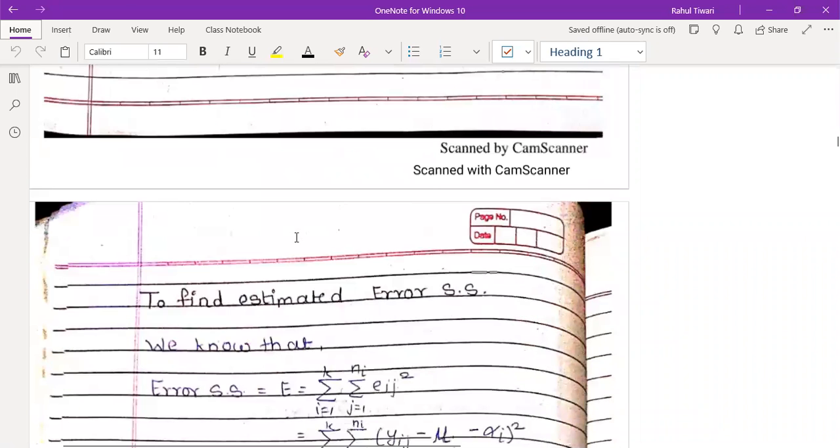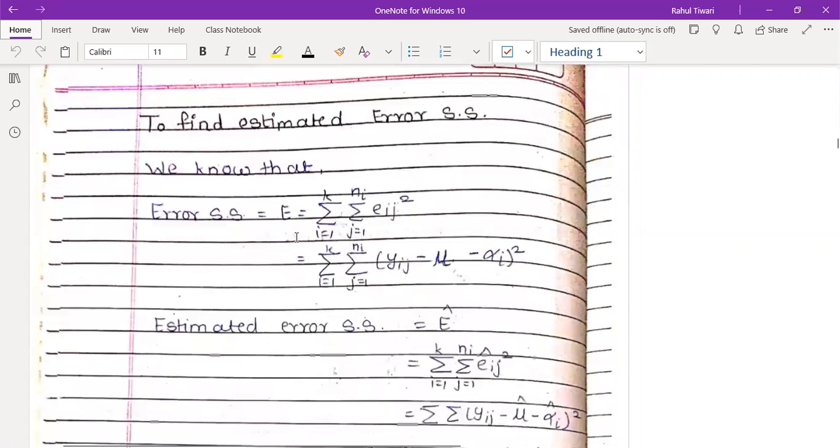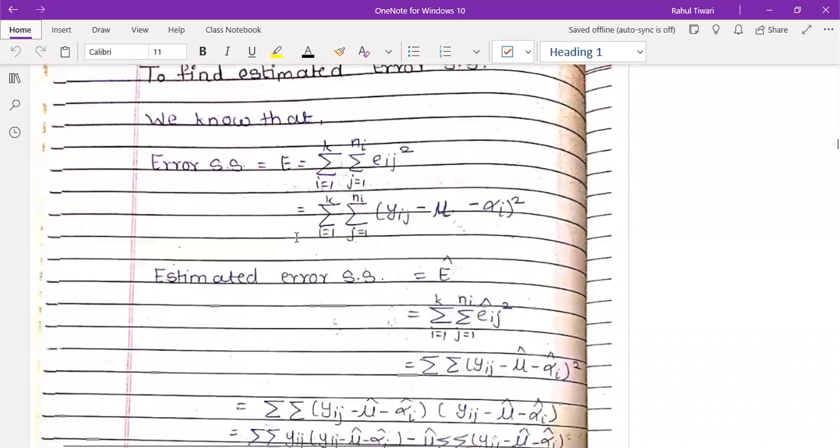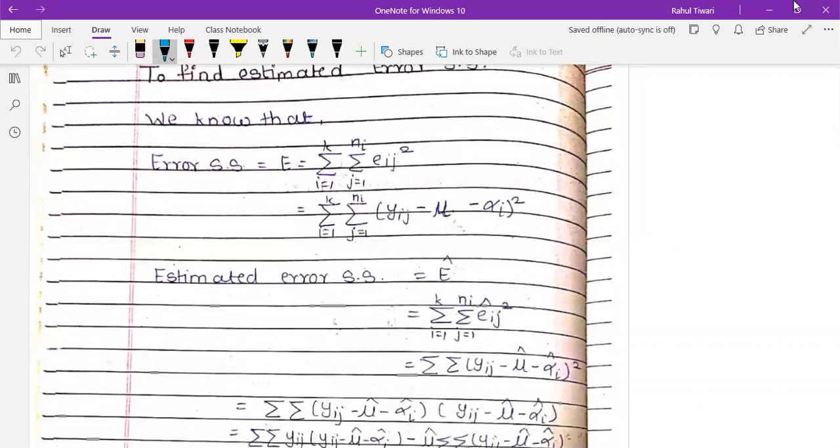Now we try to find out their estimated standard error. How do we get that estimated standard error once you have computed the values of mu and alpha? The procedure is very simple. As we have seen, the error sum of squares can be defined as the double summation of eij square, where eij is (yij minus mu minus alpha i) whole square. But if I use hat here, because it is the estimated error sum of squares, everywhere hat will come into the picture.